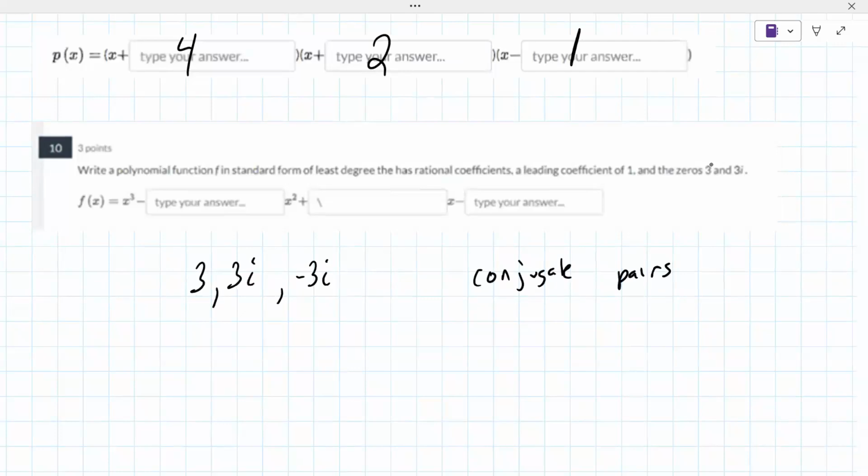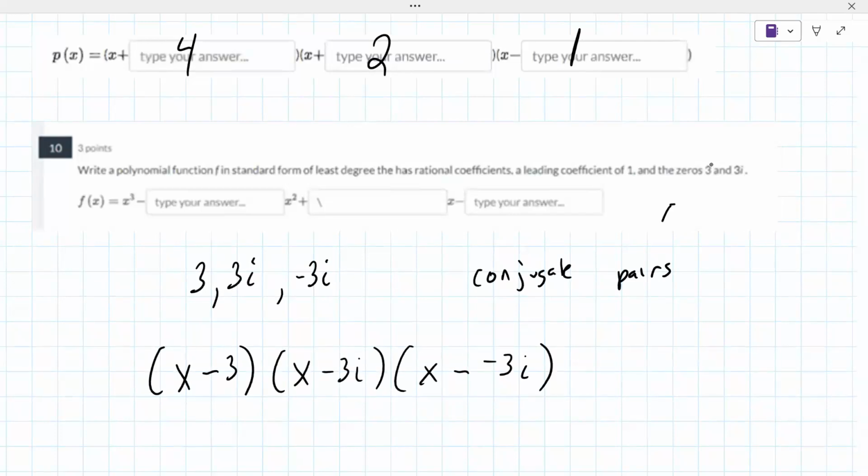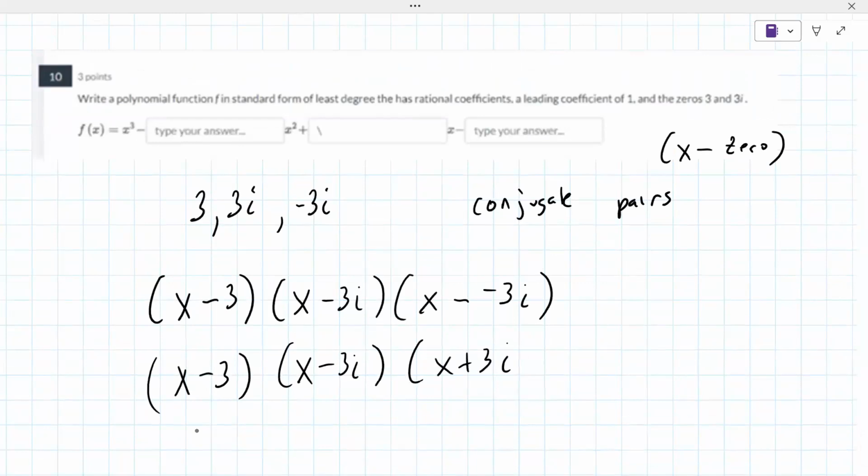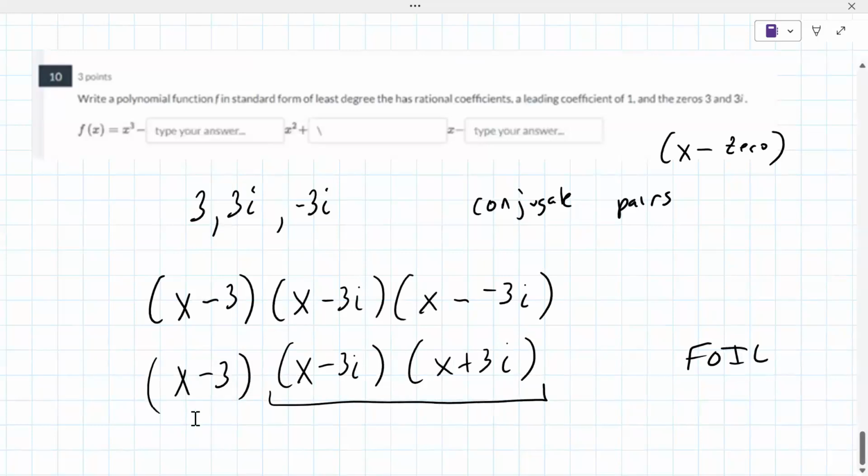So it looks like this: x minus 3, x minus 3i, x minus a minus 3i. So it's always x minus the zero or the root. So that becomes x minus 3i, x plus 3i, and then you have to FOIL. Now you want to FOIL the second one here.